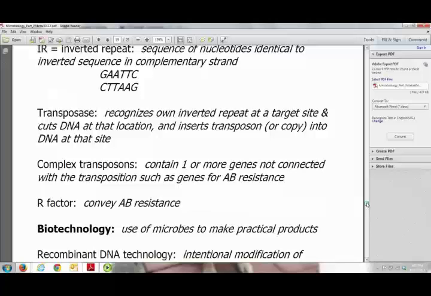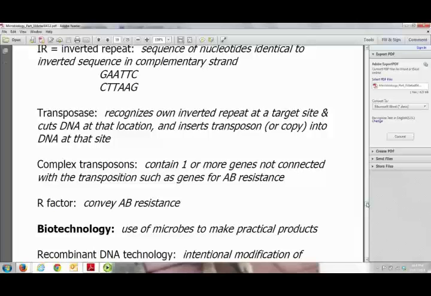Transposase is an enzyme that recognizes its own inverted repeat sequence at a target site, and it's going to cut the DNA at that location, and then it will insert the transposon or a copy into the DNA at that site. Using these palindromes and inverted repeats, we actually can purchase enzymes for use in a lab, and this is one of the steps in allowing genetic manipulation. You can cut at specific sites and insert chunks of DNA where you cut the DNA.